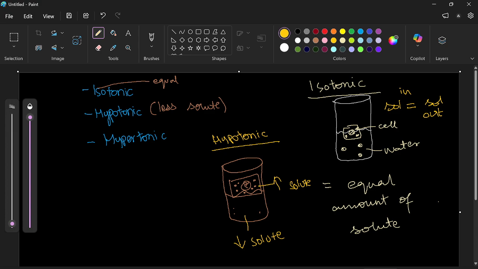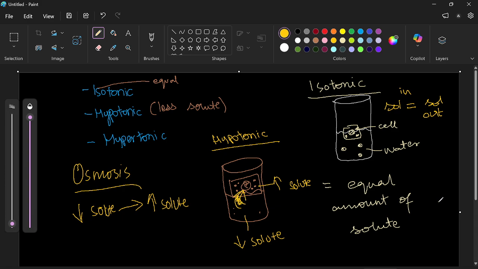So what will happen when a cell is placed in a hypotonic solution? As we've discussed, osmosis is the net movement of water from a place of less solute concentration to a place of higher solute concentration. Just remember that this is the solute we're talking about. So in a hypotonic solution, the water will basically enter the cell, to a place of higher solute concentration. Just remember this point. This is very important.